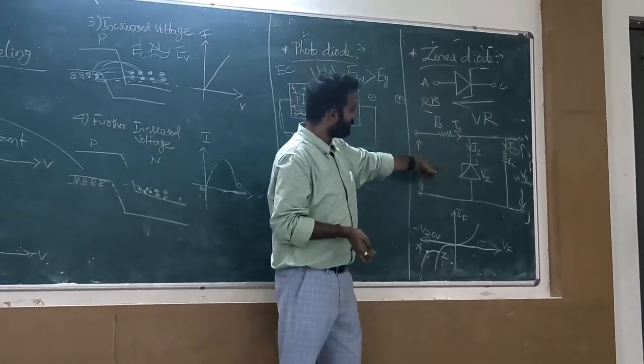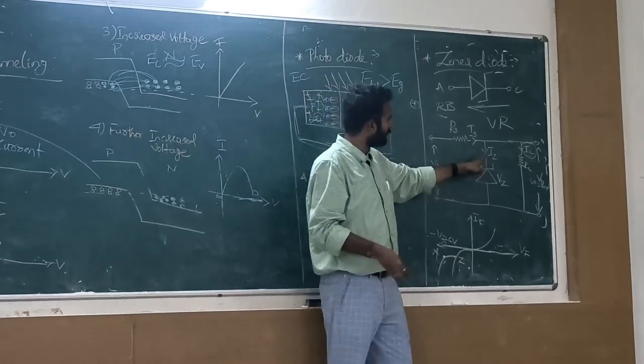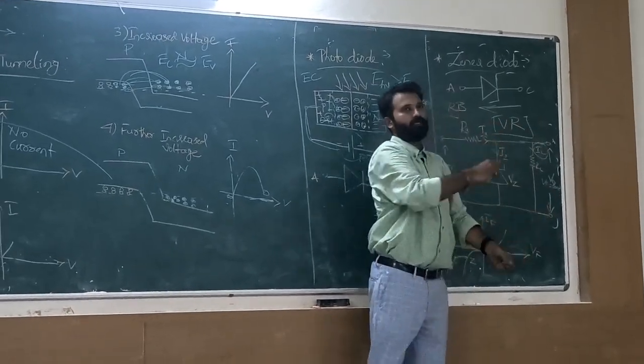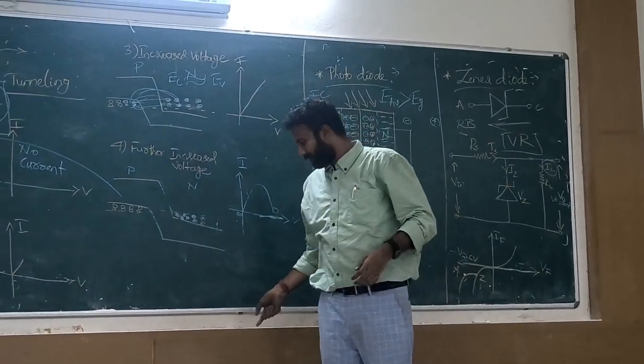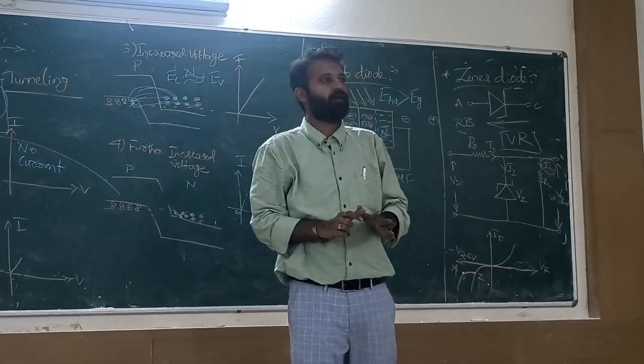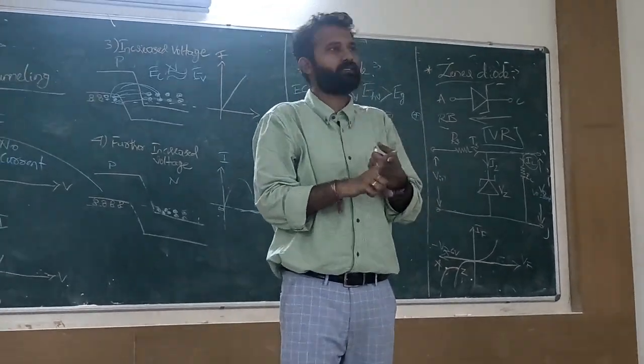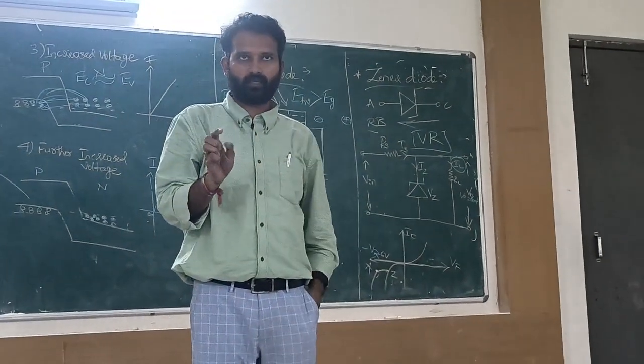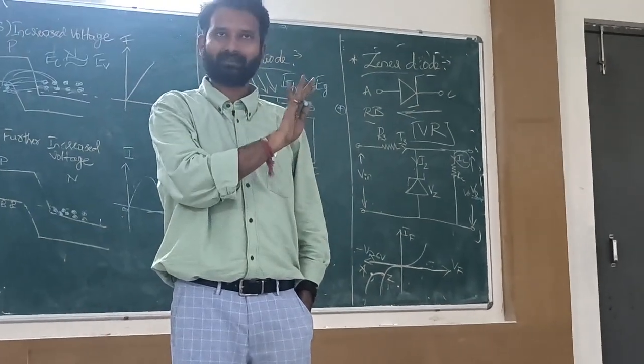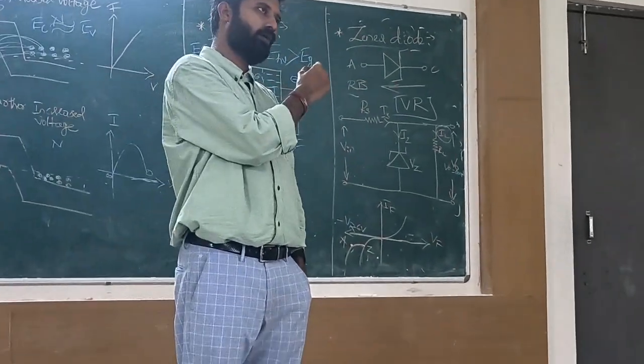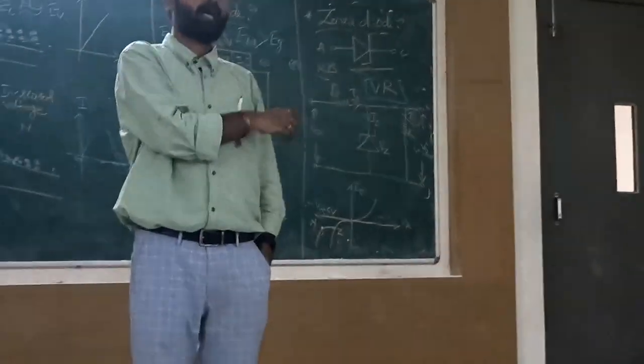Like this, only the Zener diode will work like a voltage regulator. It is specifically designed for this purpose only. The importance of the Zener diode is that it can work like a voltage regulator. A normal PN junction diode does not work. Only the Zener diode works. Understandable?